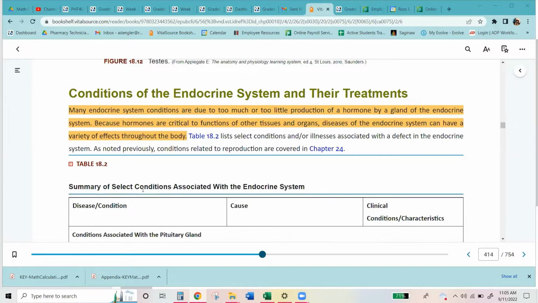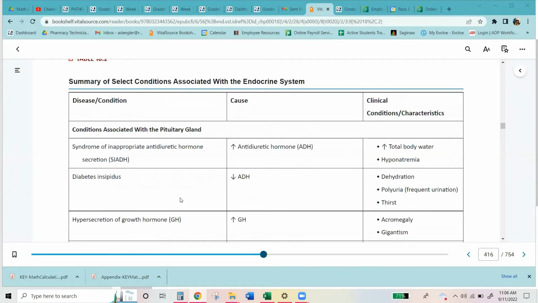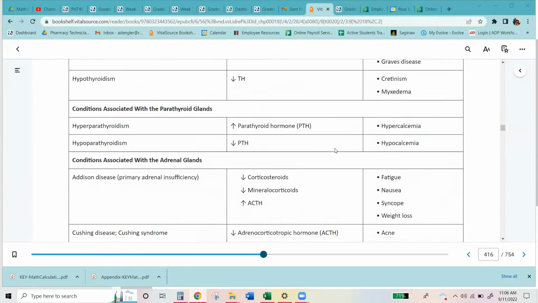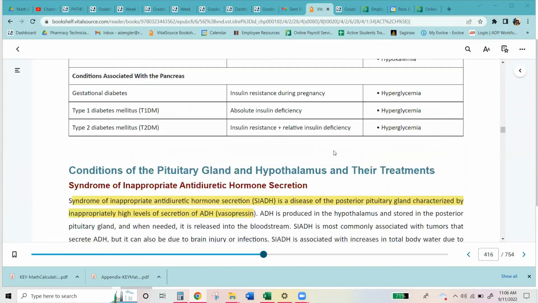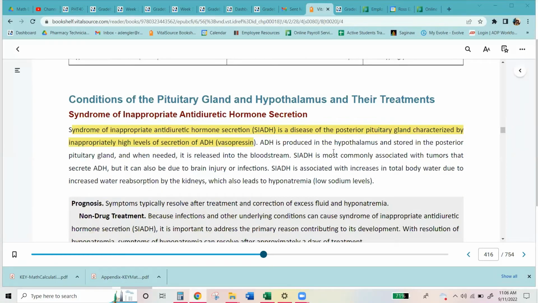So table 18.2 has a summary of select conditions associated with the endocrine system, and it gives the cause. So for syndrome of inappropriate antidiuretic hormone secretion, the cause is an increase in antidiuretic hormone, ADH, which causes an increase in total body water and hyponatremia. And you can read through all of those. It's kind of interesting. Syndrome of inappropriate antidiuretic hormone secretion is a disease of the posterior pituitary gland characterized by inappropriately high levels of secretion of ADH, vasopressin.